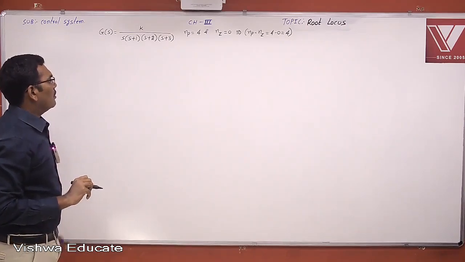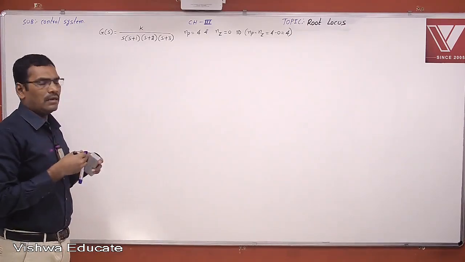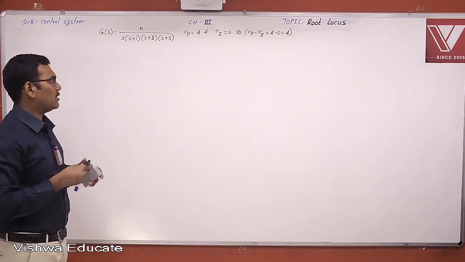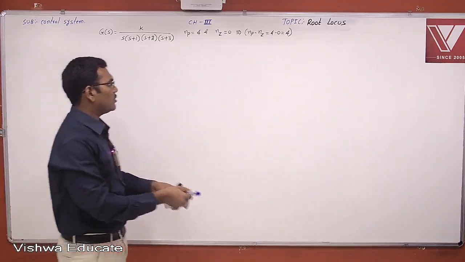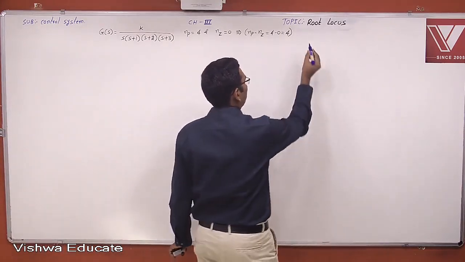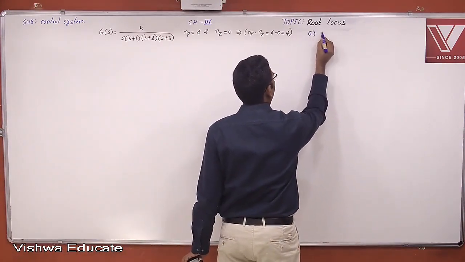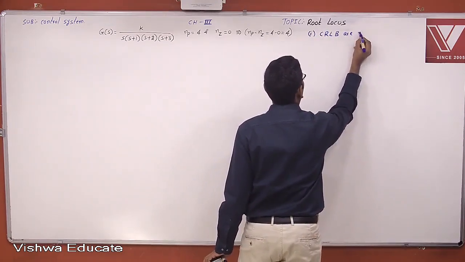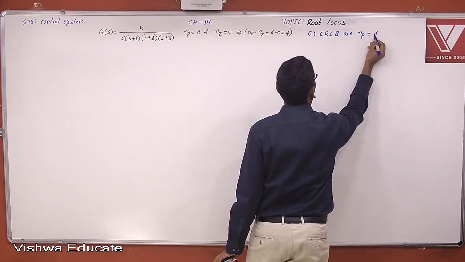Therefore, the number of poles is 4 and the number of zeros is 0. This is a practical transfer function. If it is a practical transfer function, you have 3 points. What is the first point? Complete root locus branches are Np, which is equal to 4.